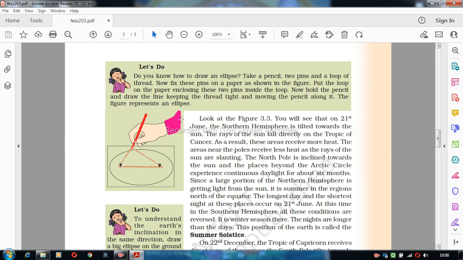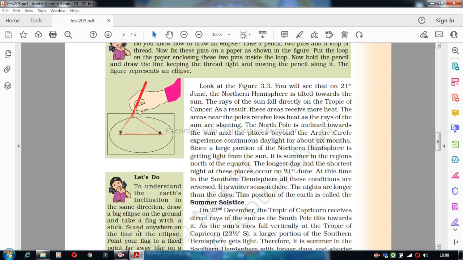The poles receive less heat as the sun's rays are slanting. The North Pole is inclined towards the sun, and the places beyond the Arctic Circle experience continuous day for about 6 months. Since a large portion of the northern hemisphere is getting light from the sun, it is summer in the region north of the equator. The longest day and the shortest day at these places could occur on 21st June. So please underline it again, 21st June.